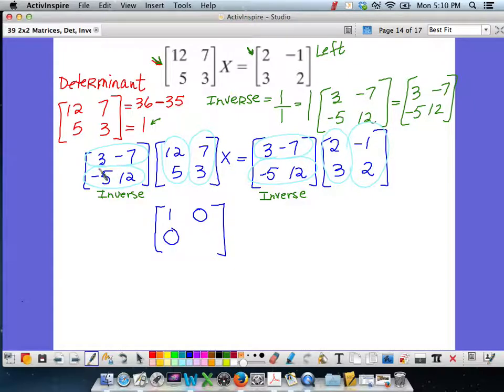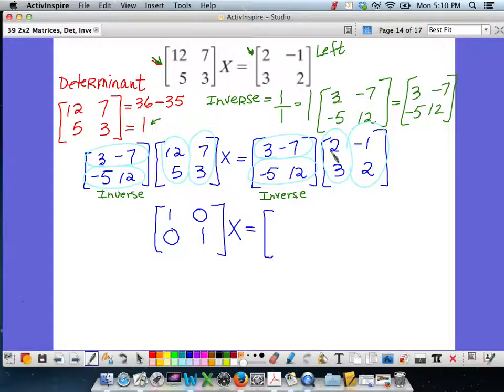Then this row, last column. Negative 5 times 7 is negative 35. 12 times 3 is 36. Added together gives you 1. Times x equals. Then I'm going to multiply these two over here.